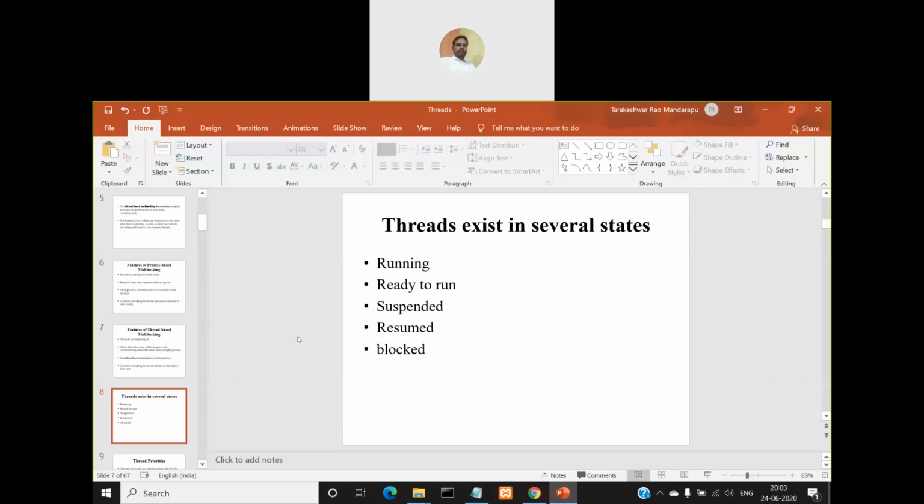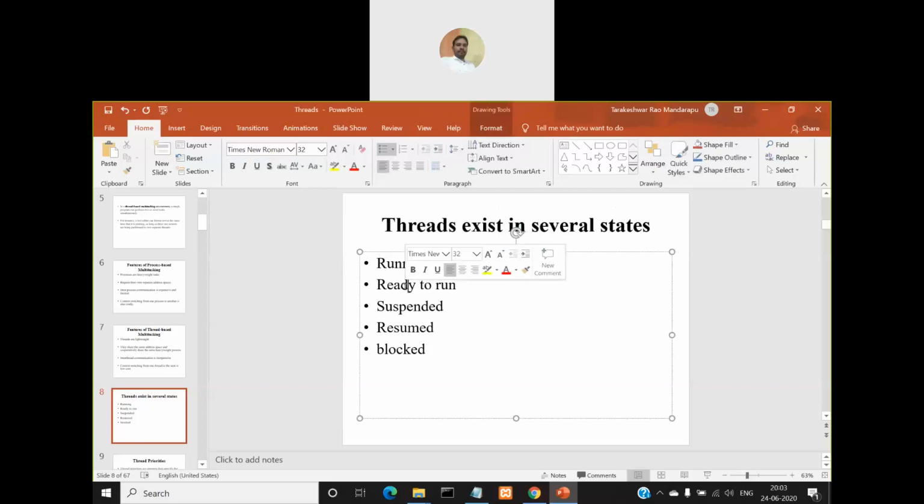Now that you understood what a thread is in a program, as far as Java programming is concerned, this thread may exist in several states. At any point of time, when a thread is under execution by the computer, it will be in any of these five states. It may be in a running state, a ready to run state, a suspended state, a resumed state, or a blocked state.